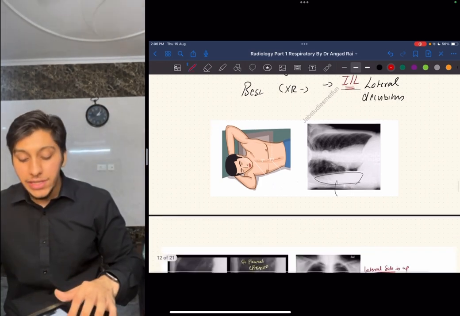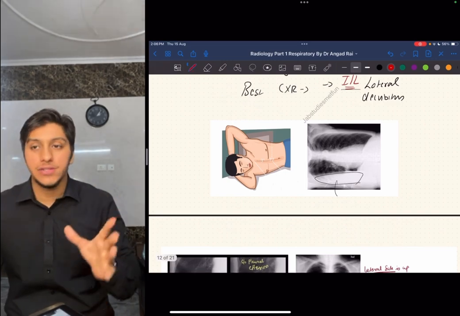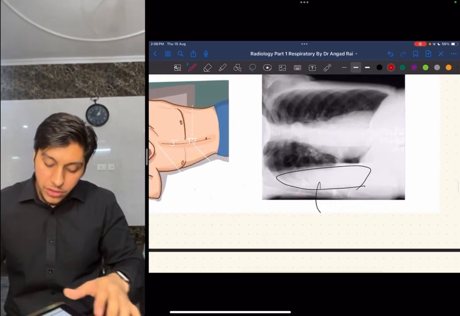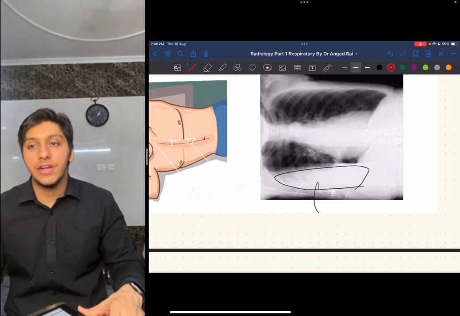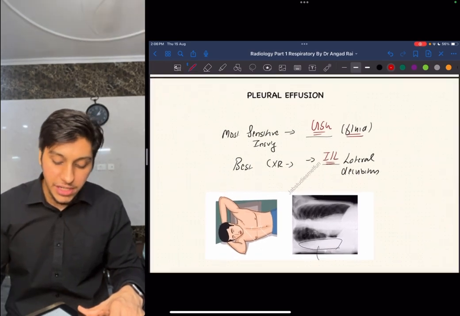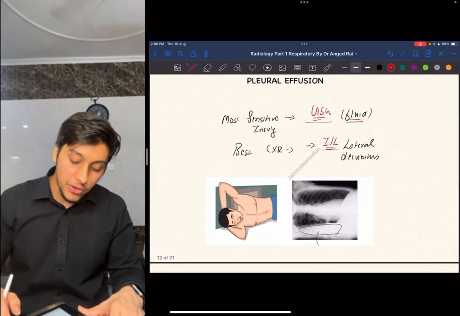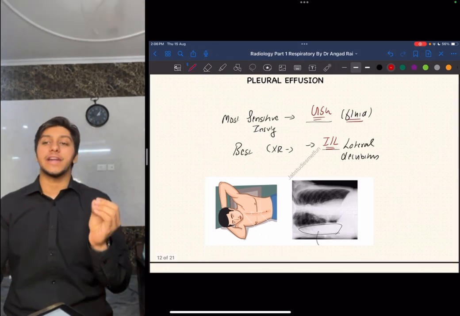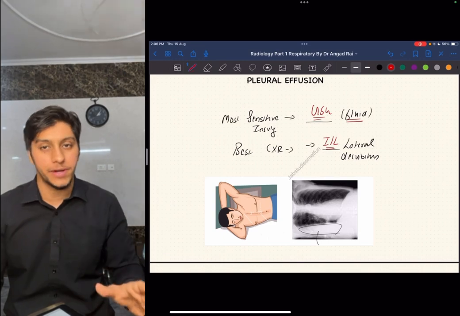Why? Because if you do it on the ipsilateral side of the pleural effusion, you can see the fluid gets collected with the help of gravity, so you can have a differentiation. Okay, so remember, the most sensitive investigation is going to be ultrasound, while if you talk about which X-ray is best, that is going to be the ipsilateral lateral decubitus position.